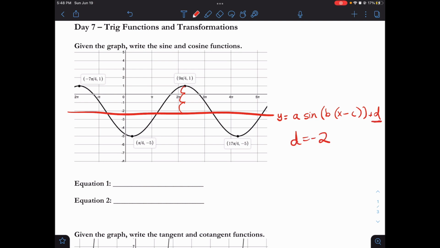Now to figure out the amplitude, we figure out the distance from one of the peaks or the bottoms. So 1, 2, 3, meaning our a value, or our amplitude, is 3. Now to figure out our b value, we first have to figure out our period.